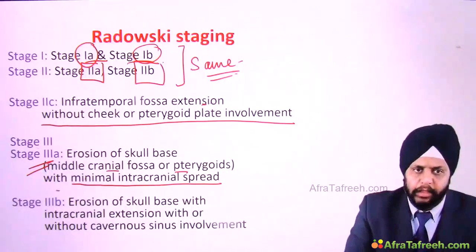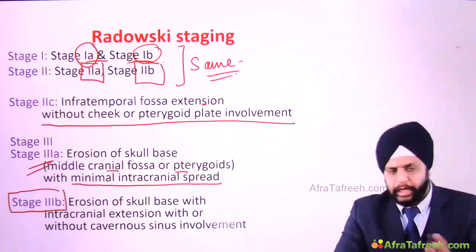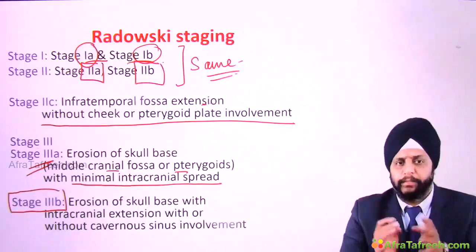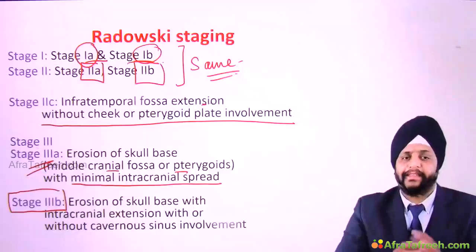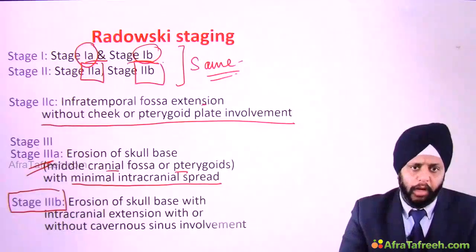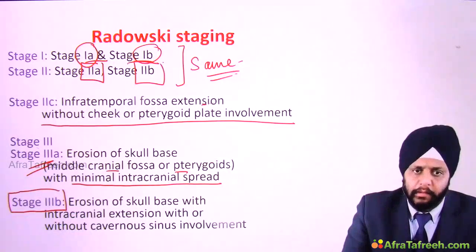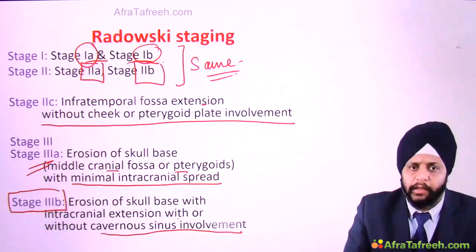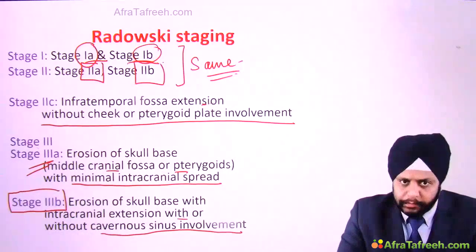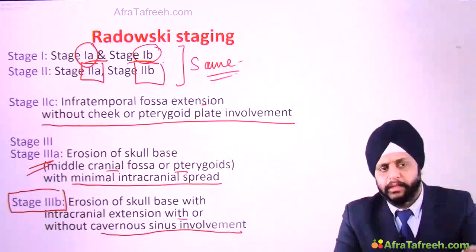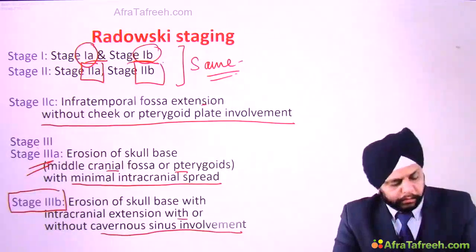What is stage 3B? Now Radkowski has defined stage 3 into 3A and 3B, which Session has not. So what is stage 3B? Stage 3B is extensive erosion or extension into the intracranium. Now that means there is involvement of cavernous sinus, so with or without cavernous sinus involvement. So cavernous sinus, if somebody says involved, it straight away means it is stage 3B of Radkowski, right? Okay, so these are the staging.